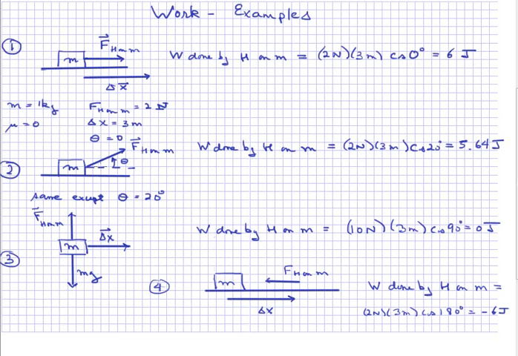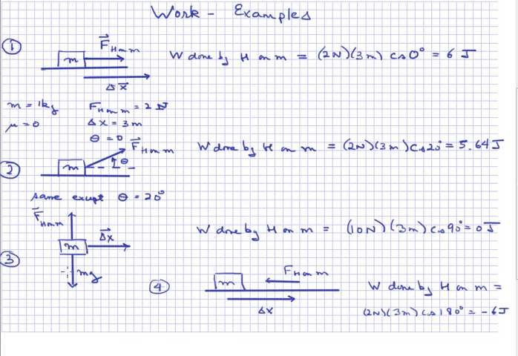Second example, exactly the same scenario as one, except now the force of the hand on the mass is elevated, let us say, at an angle theta, where theta is equal to 20 degrees. And so in that case, the work done by the hand on m is the magnitude of the force, 2 newtons, the magnitude of the displacement, 3 meters, times the cosine of the angle between the two vectors, 20 degrees, and that's 5.64 joules. So you should stop the video and just confirm that you get what I get.